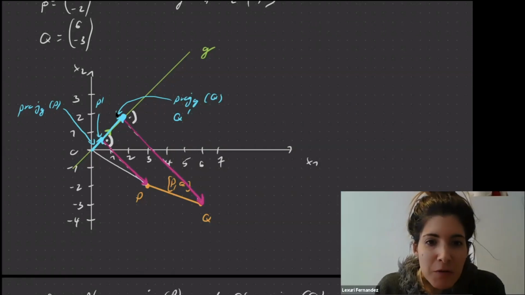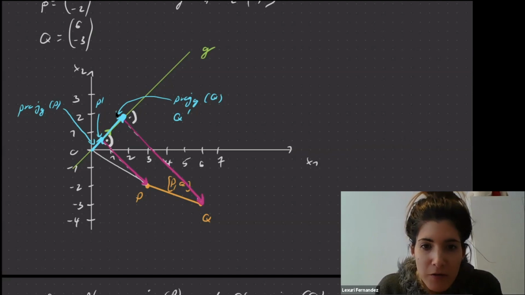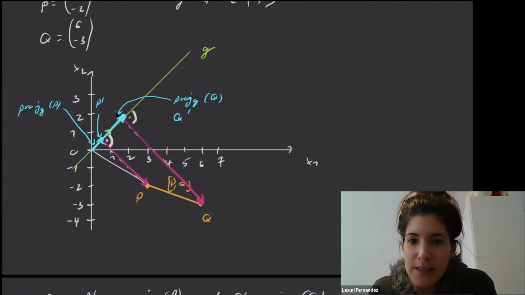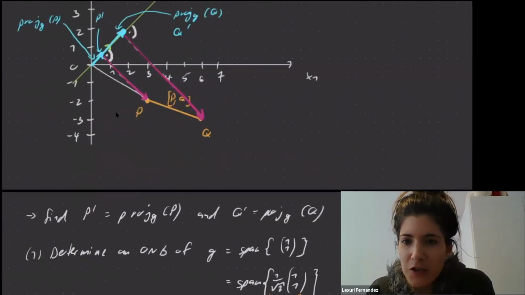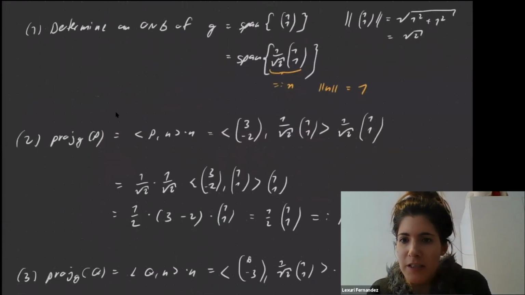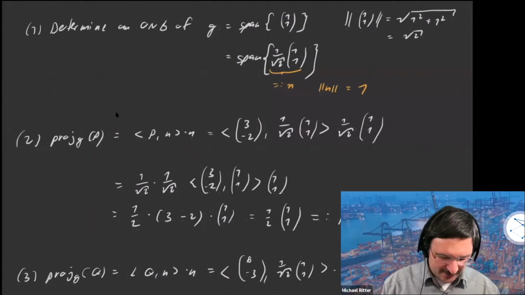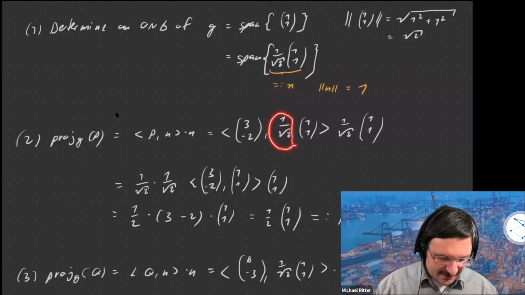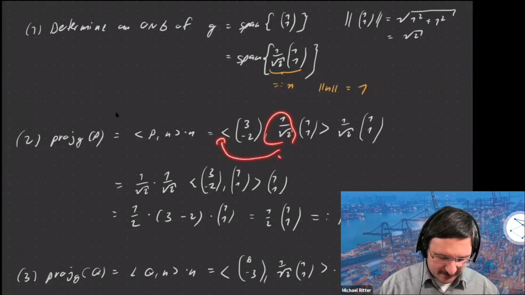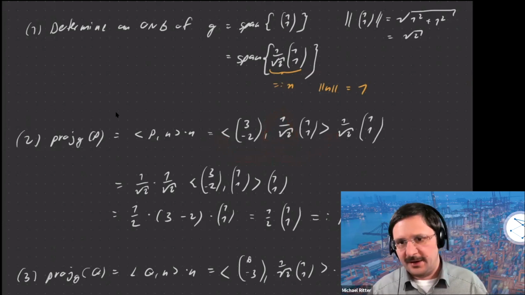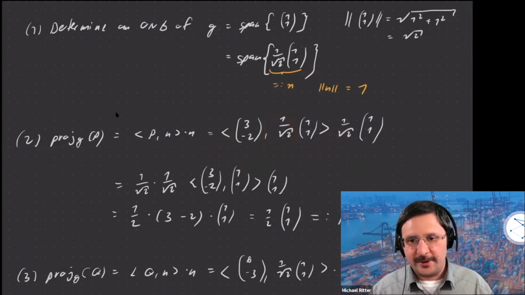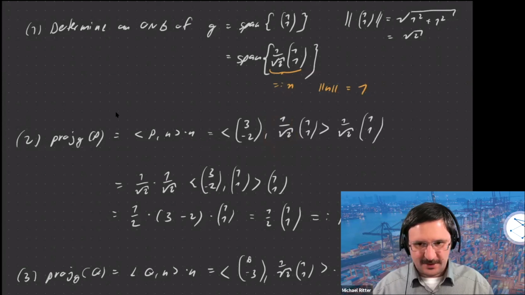Do you need to move 1 over the square root of 2 to the front of the scalar product, or can you move it where you want it? You can take that outside of the scalar product. Whether you move it here or here doesn't really matter. It's a real number, so you can move it any way you want. Whatever suits you best.